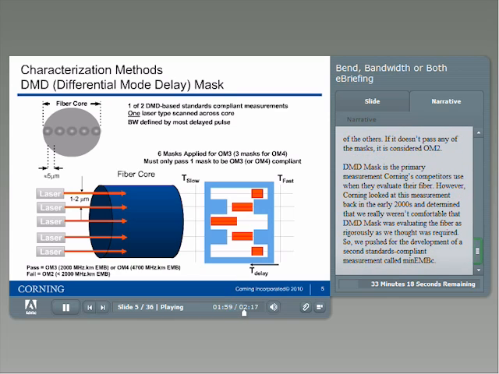DMD mask is the primary measurement Corning's competitors use when they evaluate their fiber. However, Corning looked at this measurement back in the early 2000s and determined that we really weren't comfortable that DMD mask was evaluating the fiber as rigorously as we thought was required. So we pushed for the development of a second standards-compliant measurement called min-EMBc.